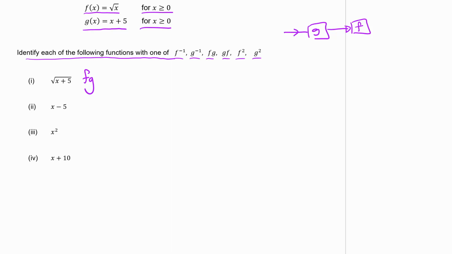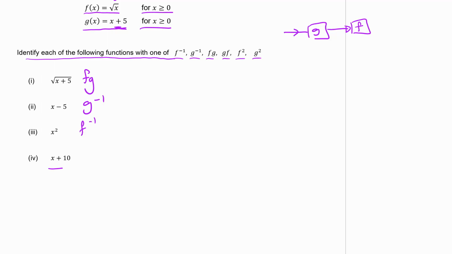X minus 5, well, the opposite of adding 5 is take 5 away. So that looks like it's going to be the inverse. So, sorry, that was g, wasn't it? So that one is the inverse for g. And then x squared, well, that's the inverse for square root. So that one is going to be the inverse of f.